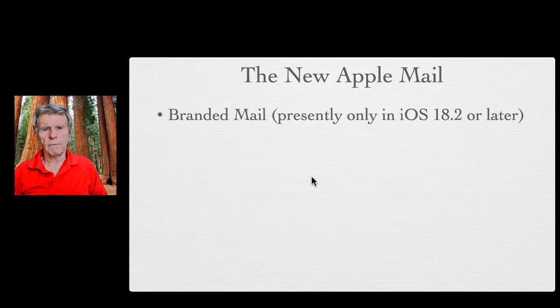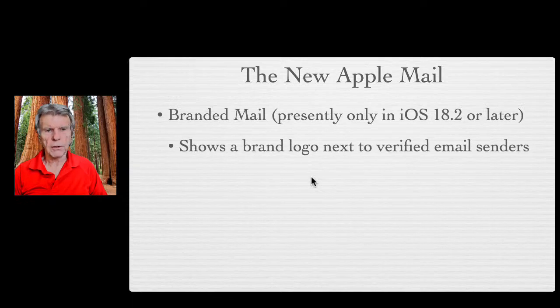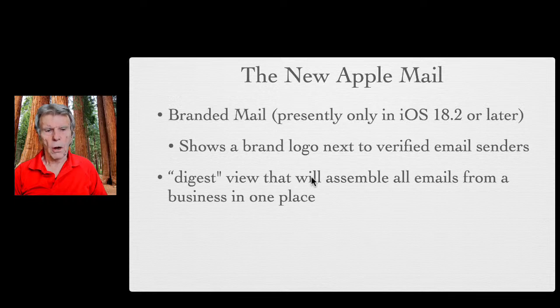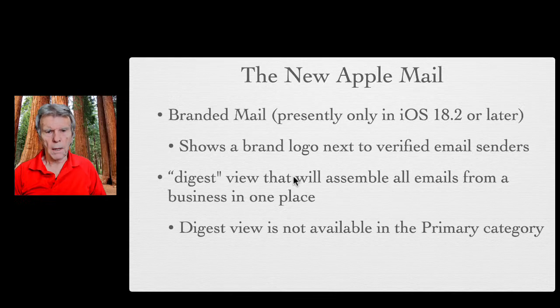So this is an interesting feature. It's called branded mail, and right now it's only available in iOS 18.2 or later. So the way it works is it allows brands to show their logo next to their email message, and they have to be verified to do this. Also, you have a digest view that will assemble all your emails from a business in one place. Now, the digest view is not available in the primary category, but in all the other three.